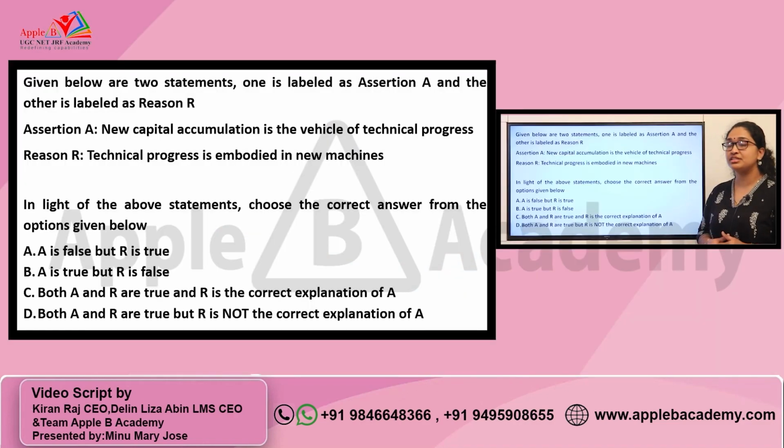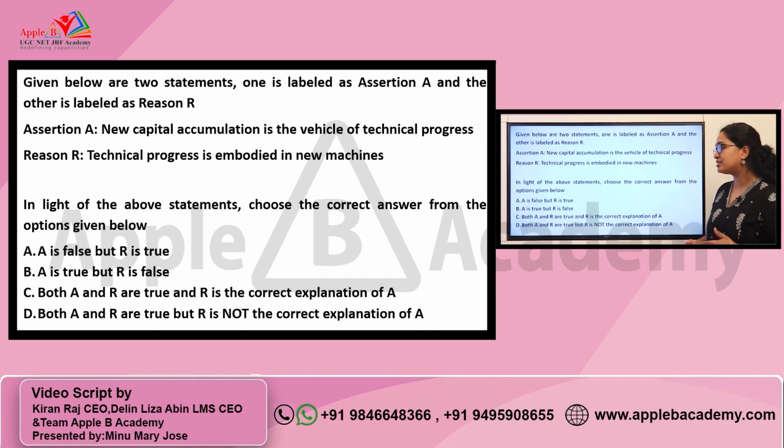Now, the second question is an assertion reason question, that is, given below are two statements. One is labelled as assertion and the other is labelled as reason. The assertion is: new capital accumulation is the vehicle of technical progress. The reason given is: technical progress is embodied in new machines. In the light of the above statements, we have to choose the correct answer from the options given below. The option A is: A is false, R is true.